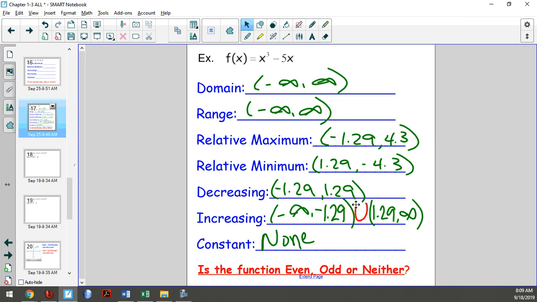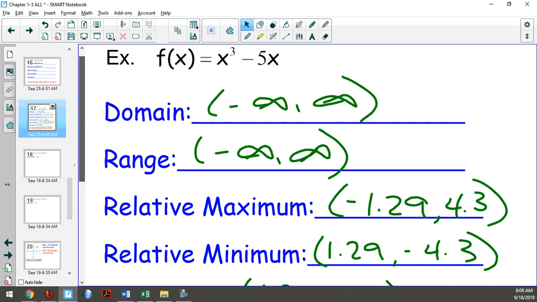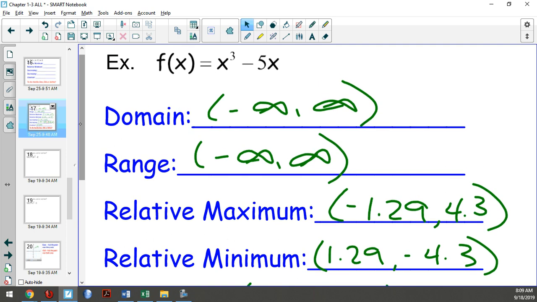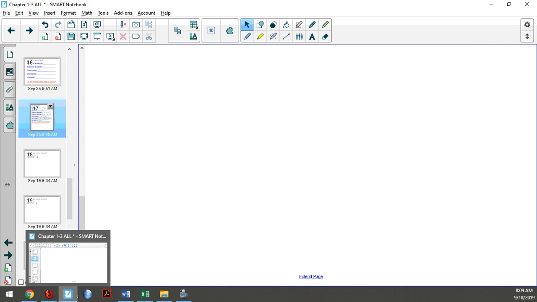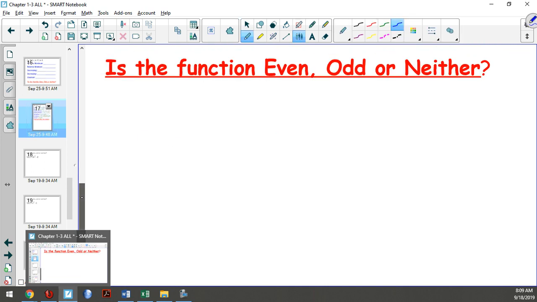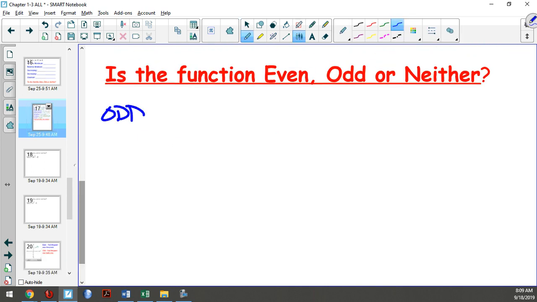Okay, now, our gut instinct is telling us that this function is going to be an odd function. In order to say that I'm an odd function algebraically, I have to prove that if I am odd, f at negative x is equal to negative f of x. Do we understand that? That's what it means to be an odd function.